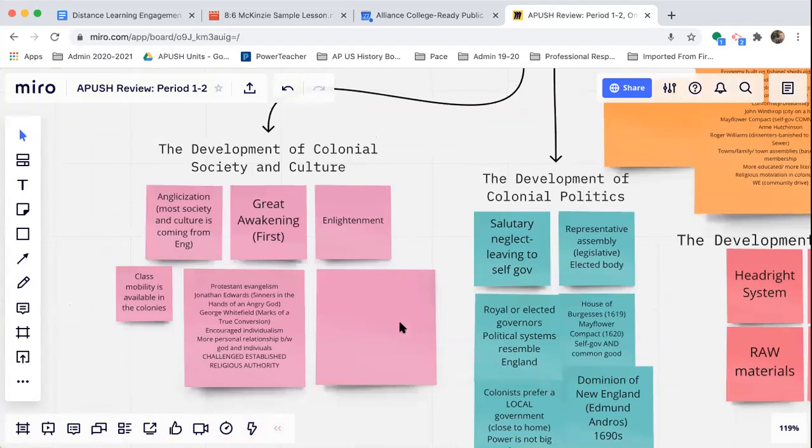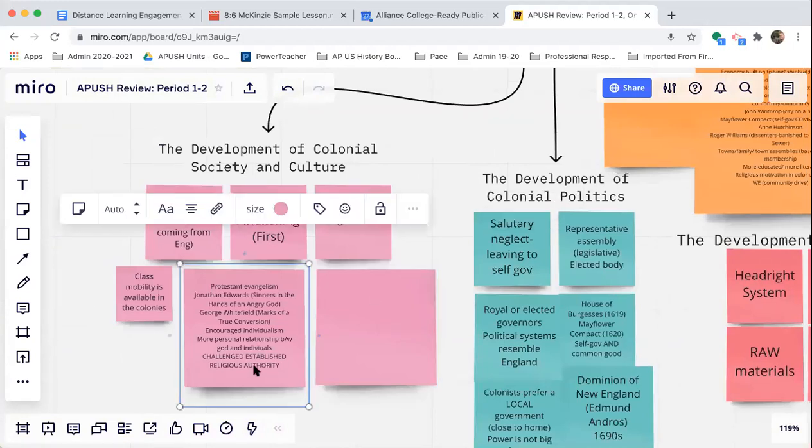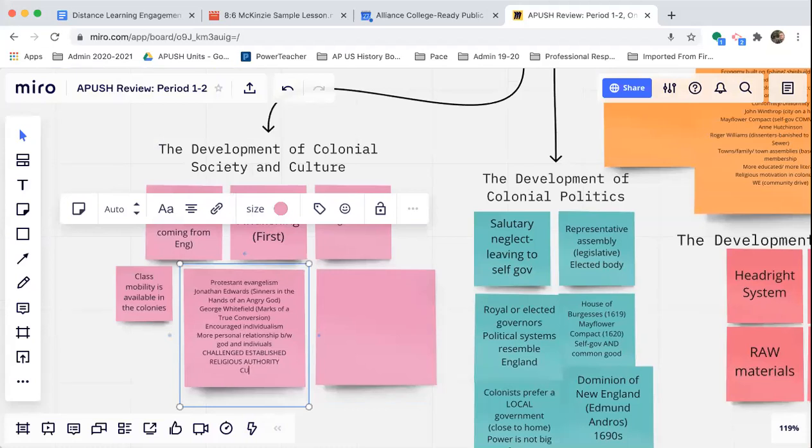Layla just put that it united the colonies. It cut across class lines, which means it's going to have an impact on the rich, the poor, the middle classes, etc. That's a good one. That's a good one. All right, cool.